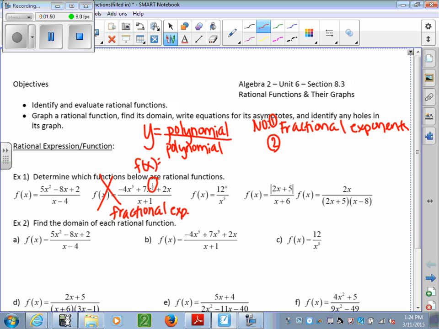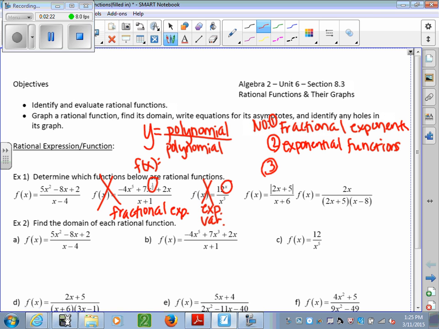Okay? Another thing you cannot have is any exponential functions. So for example, here in this third example, we have an exponent with an x. This is not a rational expression. This is a variable as an exponent, which is also called an exponential function. So that's not a rational expression.